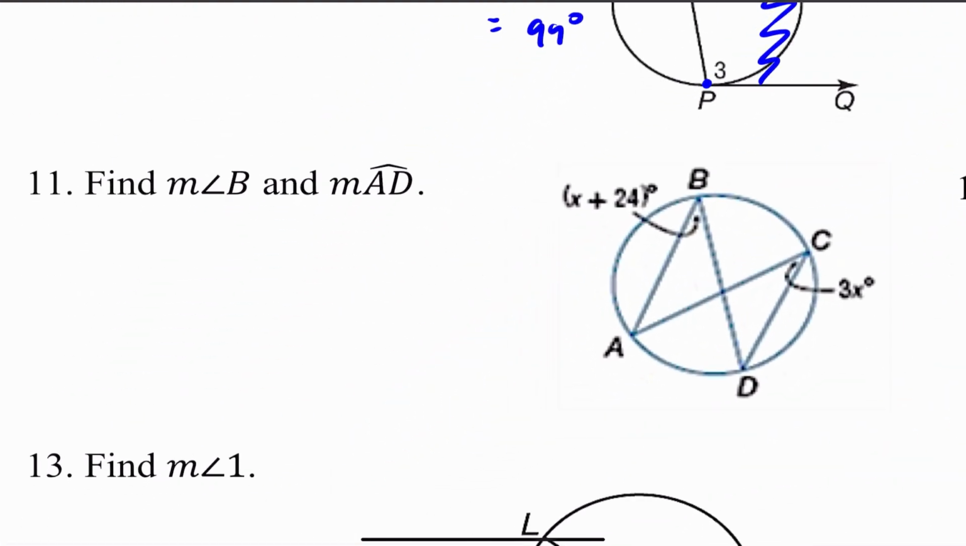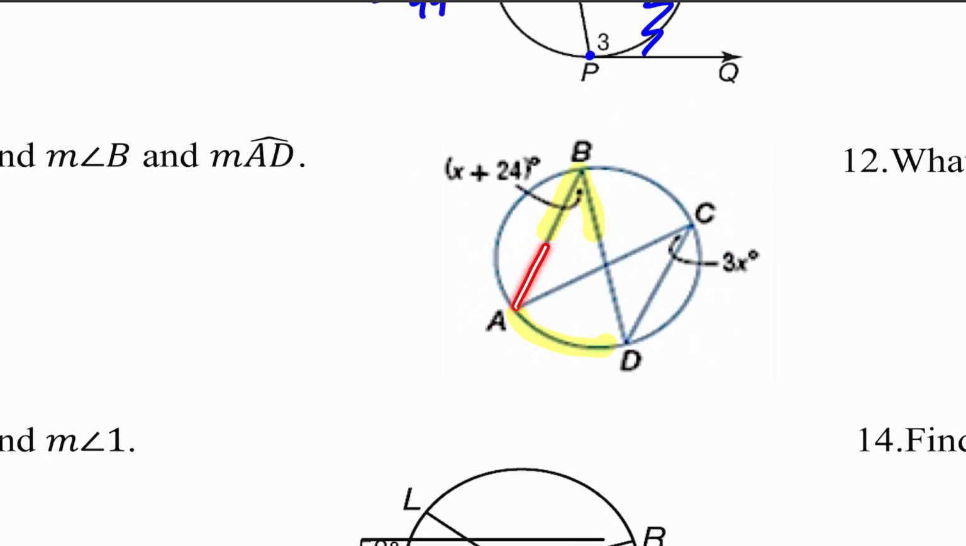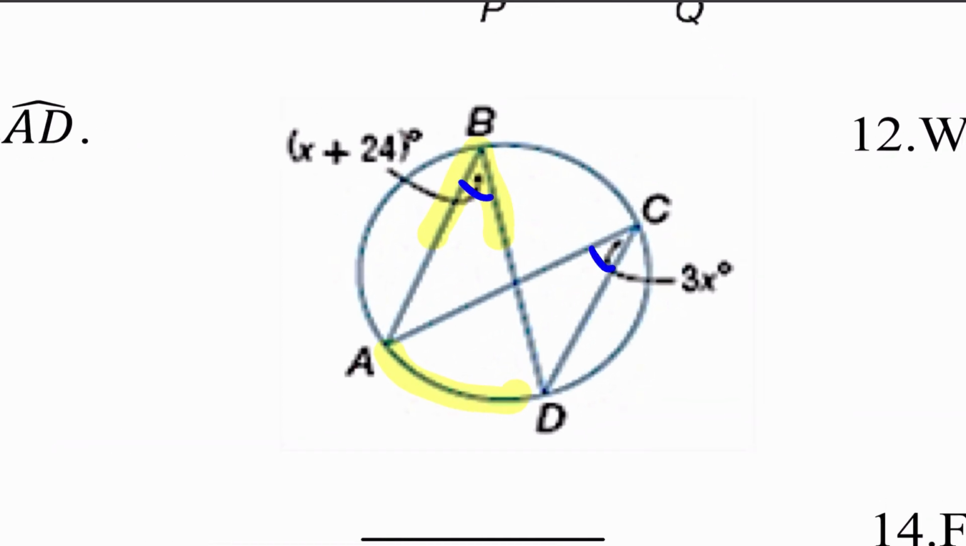Number 11, find the measure of angle B and the measure of arc AD. Okay, this is really blurry, but that's fine. The measure of angle B is right here, and I have to figure out the measure of arc AD. So there are two things I gotta find. I gotta find this angle here, and I gotta find this arc here. Well, if you have a bow tie, something like this, where you have two angles that share the same arc, then you can safely assume that these two angles are congruent to each other.